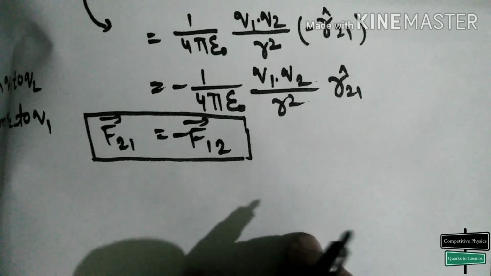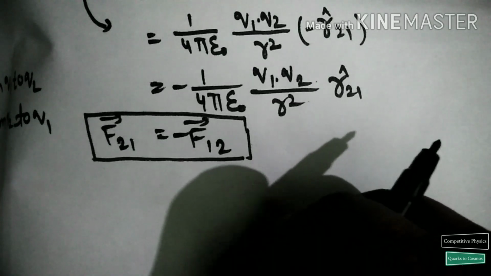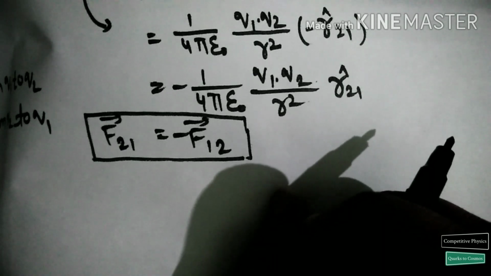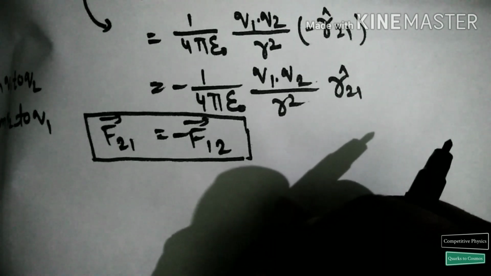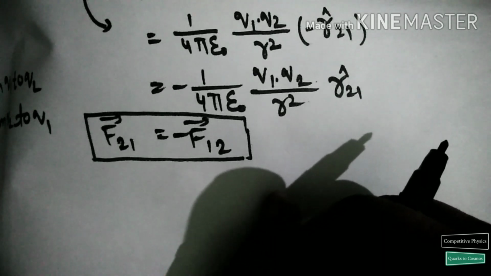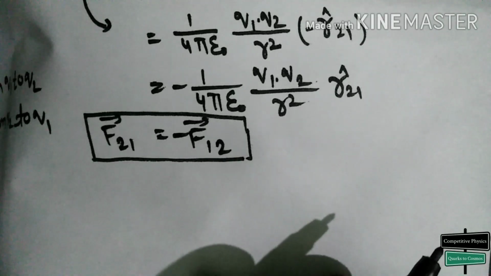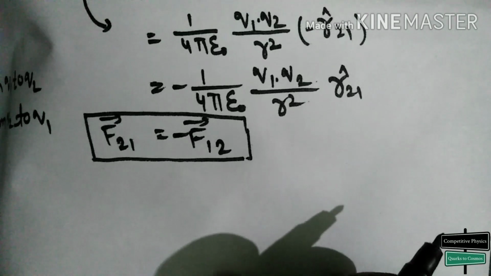What do you see from this equation? You can see that this equation follows Newton's third law. Every action has an equal and opposite reaction. It means the two forces are equal in magnitude but opposite in direction.